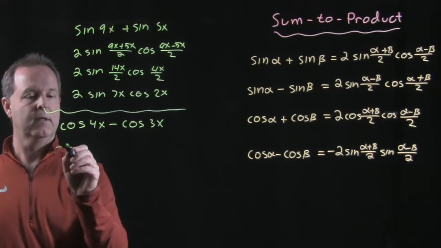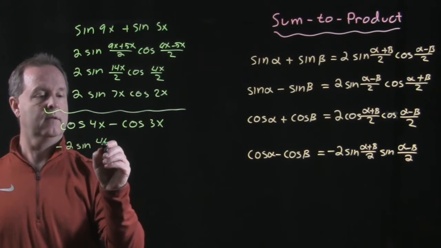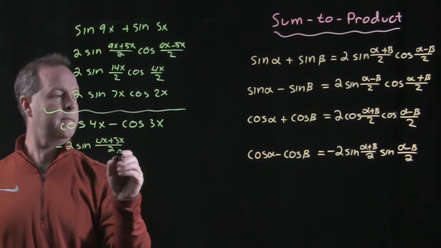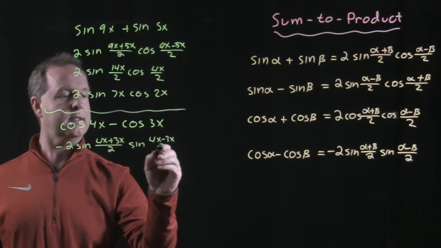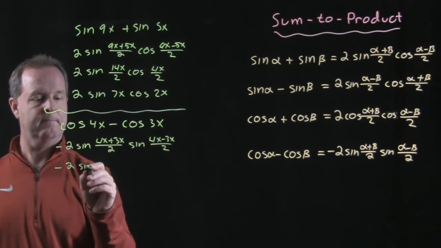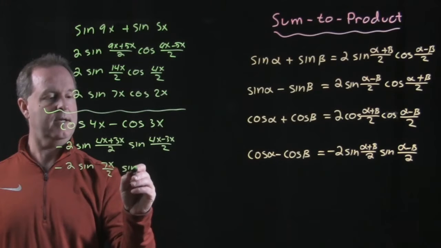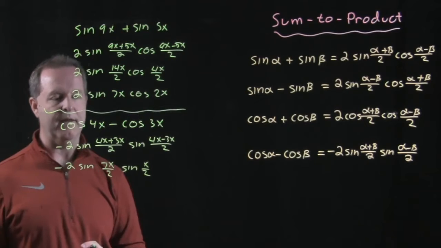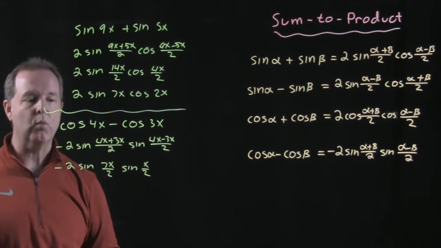So this should equal minus 2 times the sine of (4x plus 3x) divided by 2, times the sine of (4x minus 3x) divided by 2. Work it through. That's the sine of 7x divided by 2 times the sine of x divided by 2. And I think I can stop right there. Again, we took a sum and reworked it into a product.